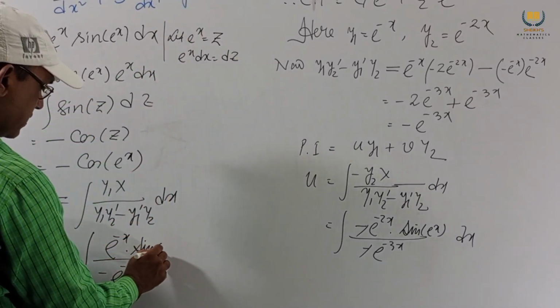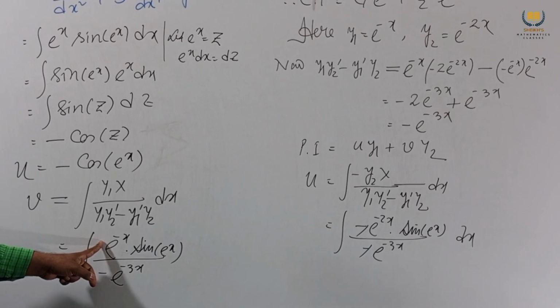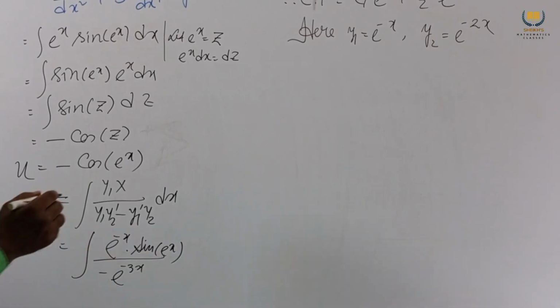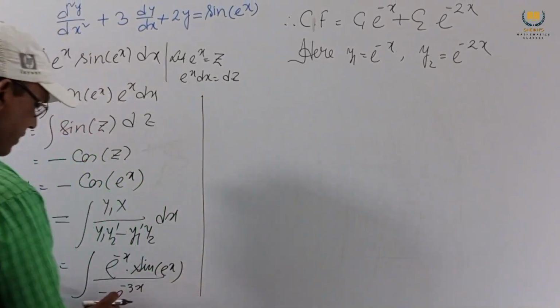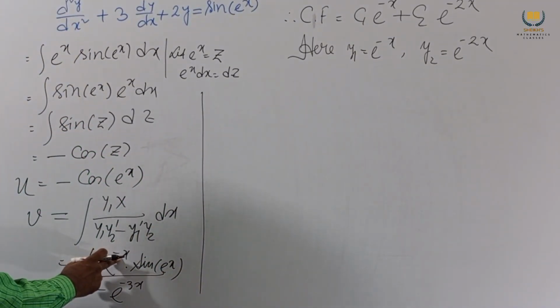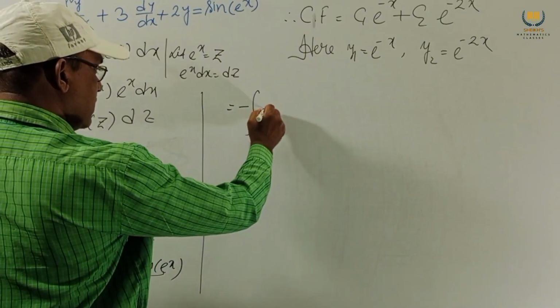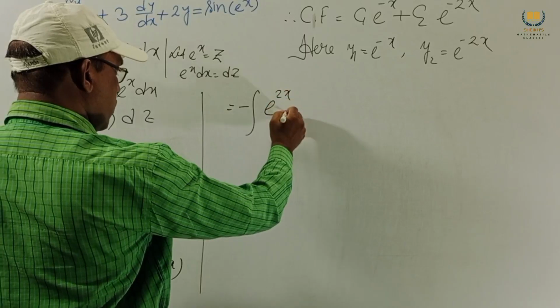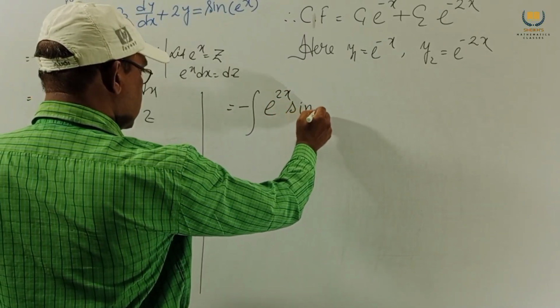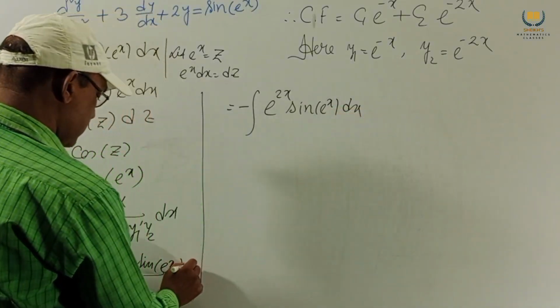e to the power x. This one we get. So we get minus this one, and e to the power minus x and this. Now if we take this one in the numerator, then this minus will be plus 3x minus x, 2x we get. So this is minus e to the power 2x sine e to the power x dx.